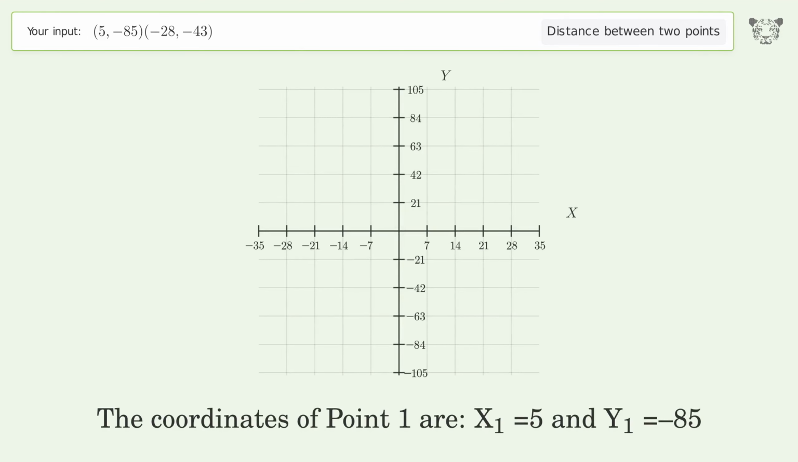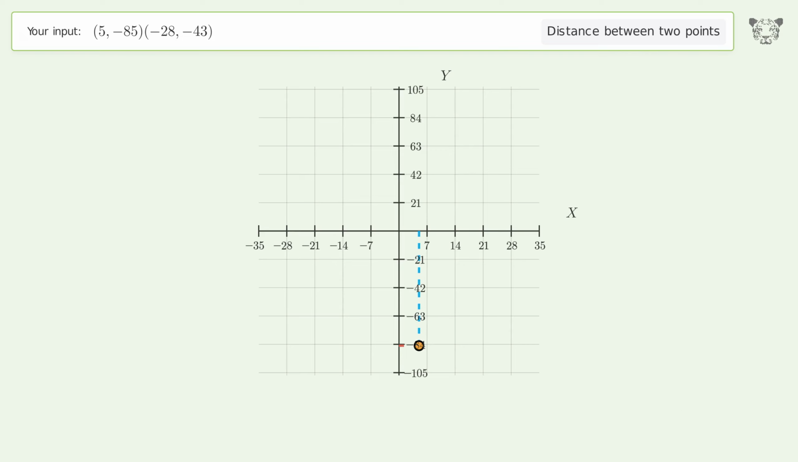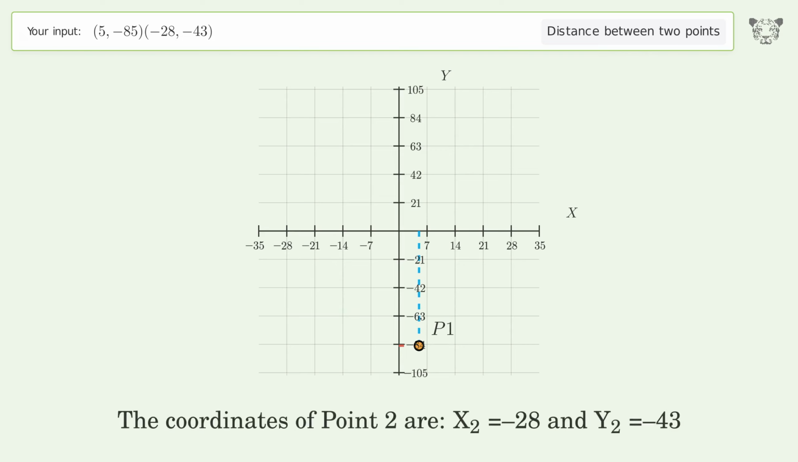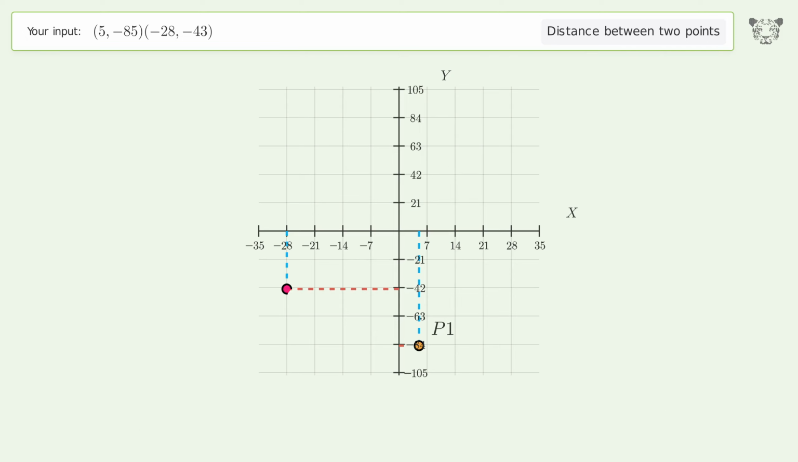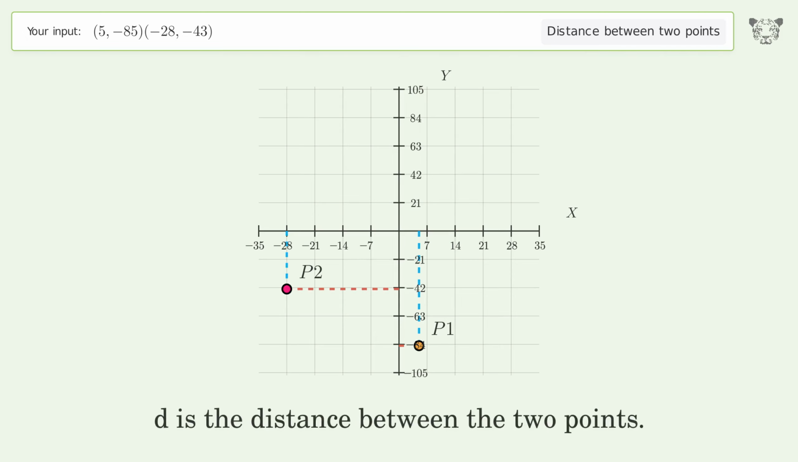The coordinates of point 1 are, x1 equals 5 and y1 equals negative 85. The coordinates of point 2 are, x2 equals negative 28 and y2 equals negative 43. D is the distance between the 2 points.